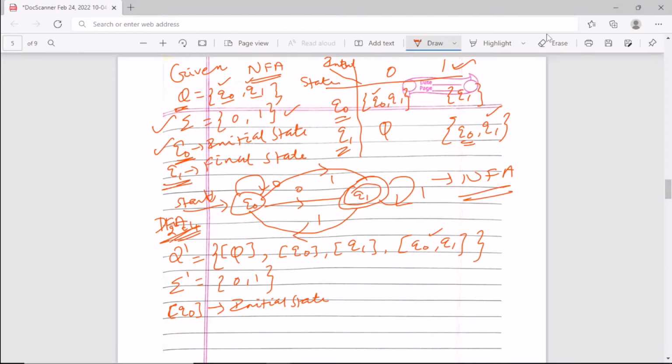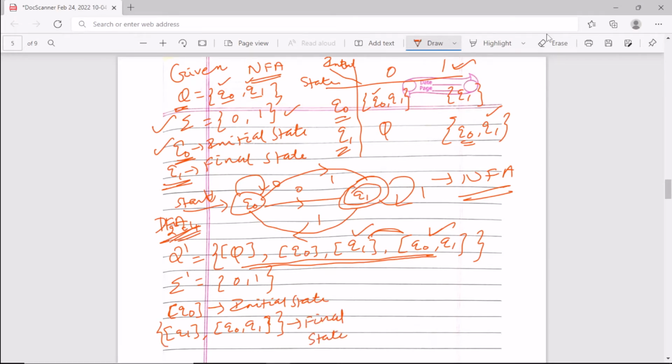Next, which is the final state? Q1 is the final state here. Look at these states. The state containing Q1, we have to take it as a final state. This is a state consisting of Q1 and this is a state consisting of Q1. So you have to take these two as final states. So we have two final states. One is Q1, another one is Q0, Q1.